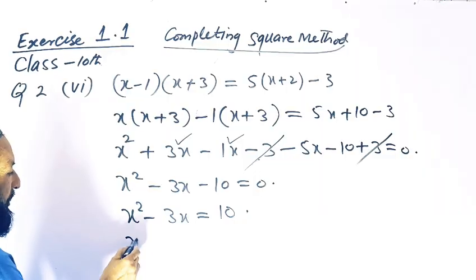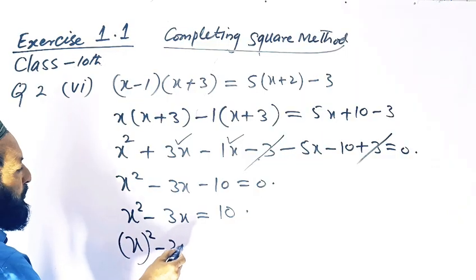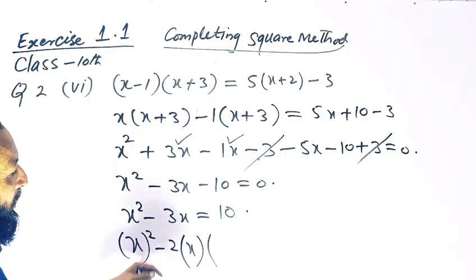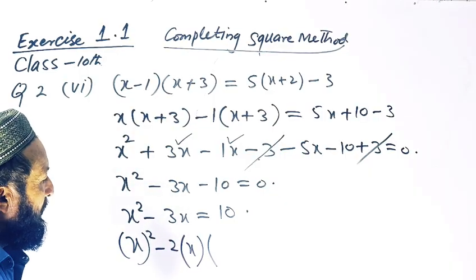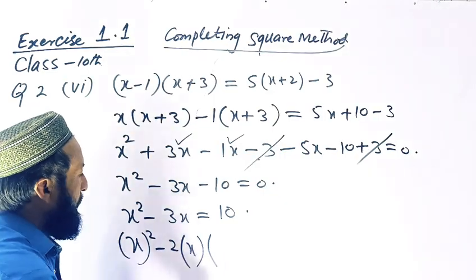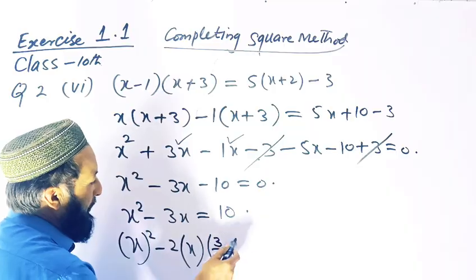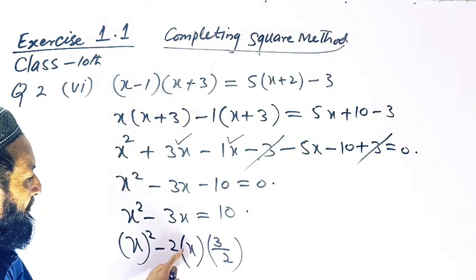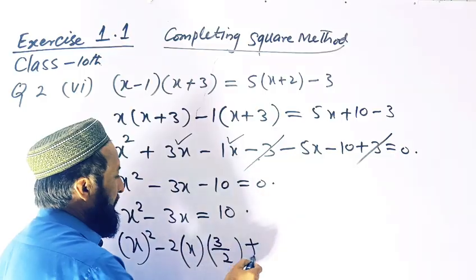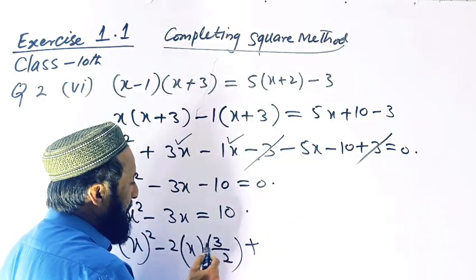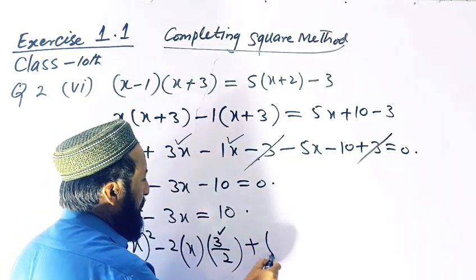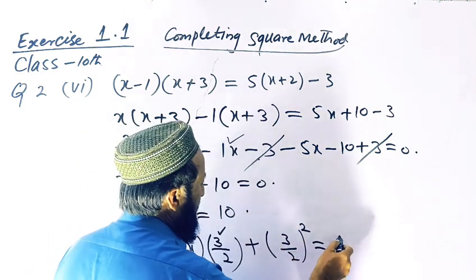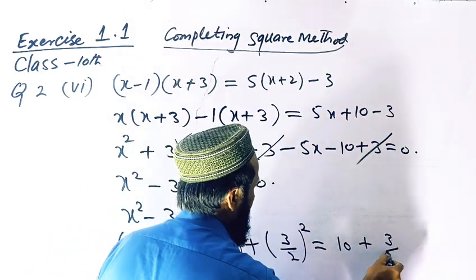Now using the formula a square minus 2ab, but here 3 is required, so what we will do: 3 and 3 divided by 2, if we multiply, the 2 and 2 cancel, we get minus 3x. So in here, minus 2ab, that is the value of b, so we are adding 3 divided by 2 on each side of this equation.